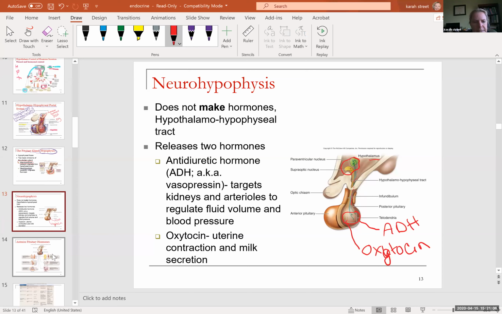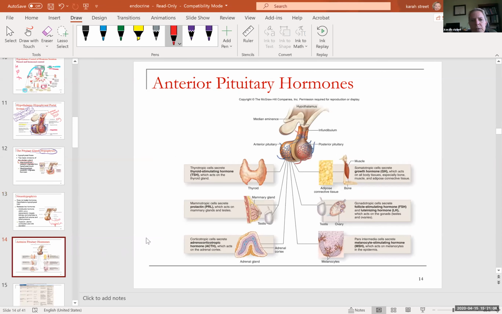Well, what about the anterior pituitary? Now let's go through the anterior pituitary. We have hypothalamic hormone, neuronal cell bodies, and their axons stay in the hypothalamus. They release hormone, and that hormone travels into the first capillary bed.